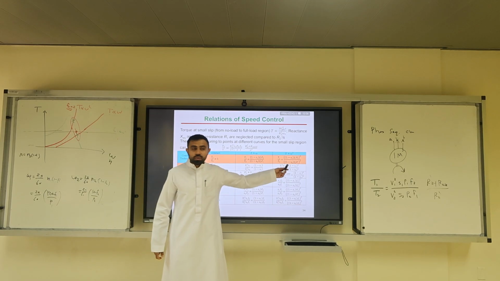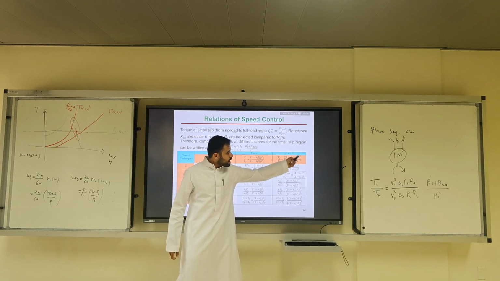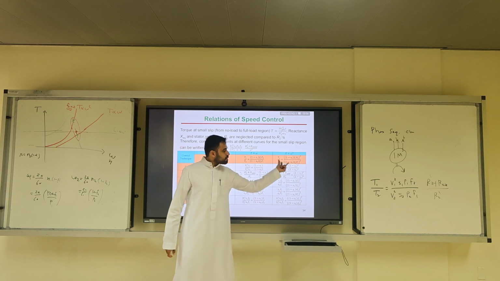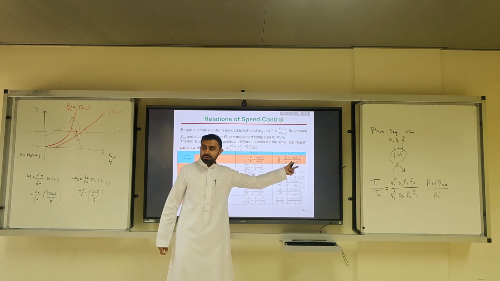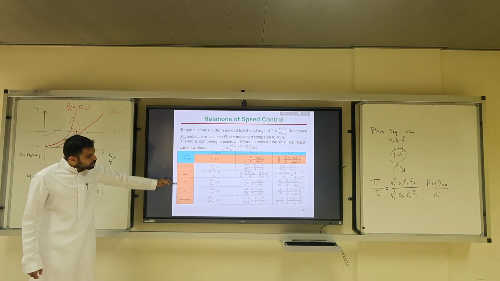If you use a speed square, what will happen? 1 minus S1, F1, P2 square. If these two are squared, the denominator here is squared. Clear? Now, control techniques. How many control techniques do we have?